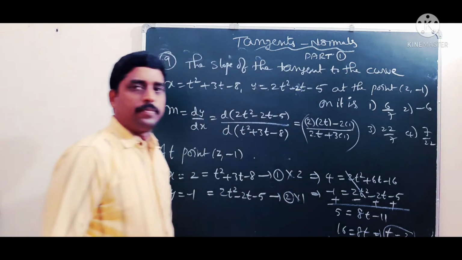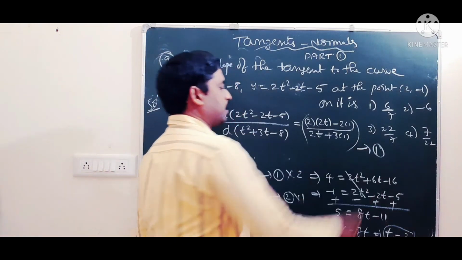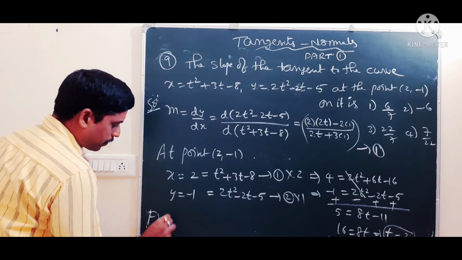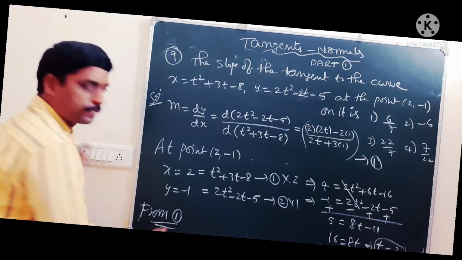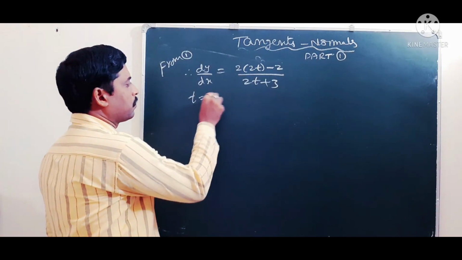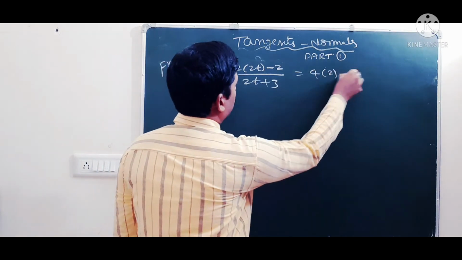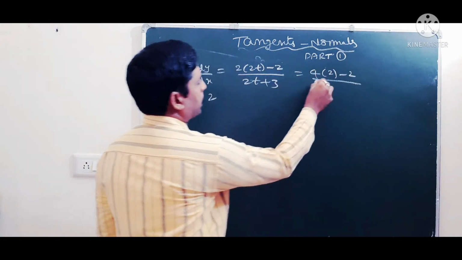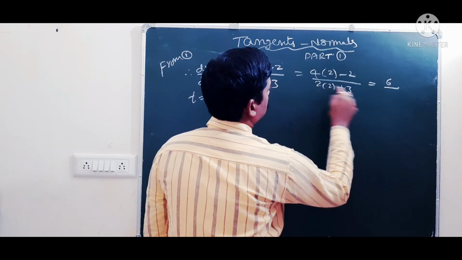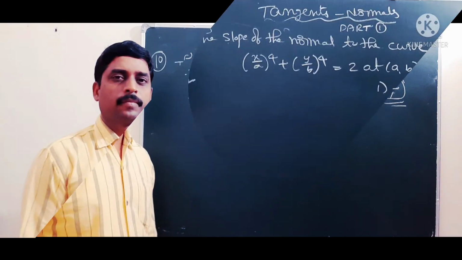So we got the t value 2, and we substitute it in the slope of tangent from equation 1. At t is equal to 2, we have to find the slope of tangent. So this is (4t minus 2) by (2t plus 3), which is 4 into 2 minus 2 by 2 into 2 plus 3. This value will be 8 minus 2, 6, so 6 by 7. So 6 by 7 is the correct answer.